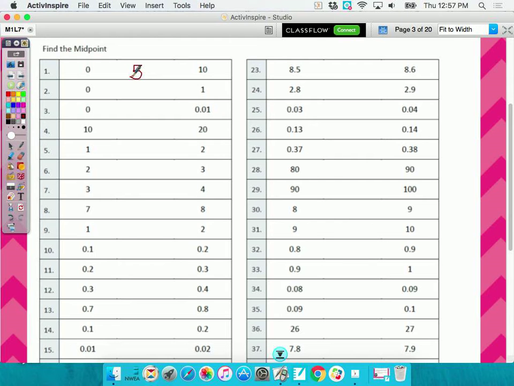Again, what's halfway between 0 and 1? 1.5? No, it's less than 1. It would be 0.5, or 5/10, correct? Yep. Okay, now I have to use a little bit different strategy. I'm going to think to myself, what's halfway between 0 and 10 thousandths? 5 thousandths.